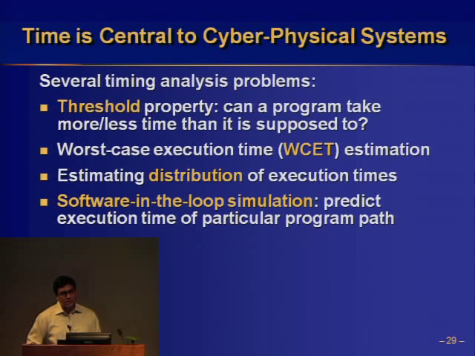And there are several properties that involve time that we have to be able to verify. So in particular, one property, which is the example that I showed a couple of slides ago, is a threshold property. So you have a program, and you ask the question of, can the program take more or less time than it is supposed to? Another classic problem is to estimate how long a program might take in the worst case. For soft real-time systems, you might not need to answer the worst-case question, but you might want to know what the distribution of execution times is, and so forth. And there are other tasks which require accurate timing constraints.